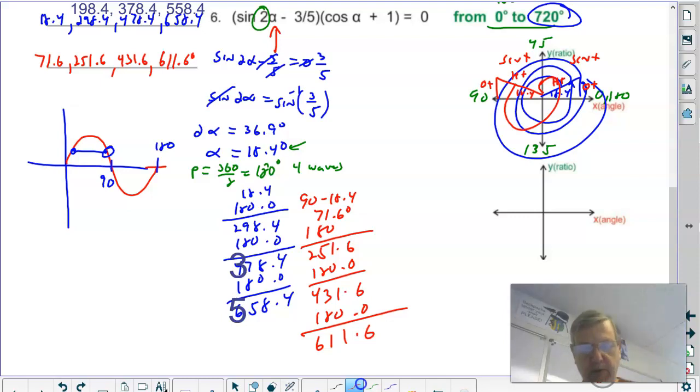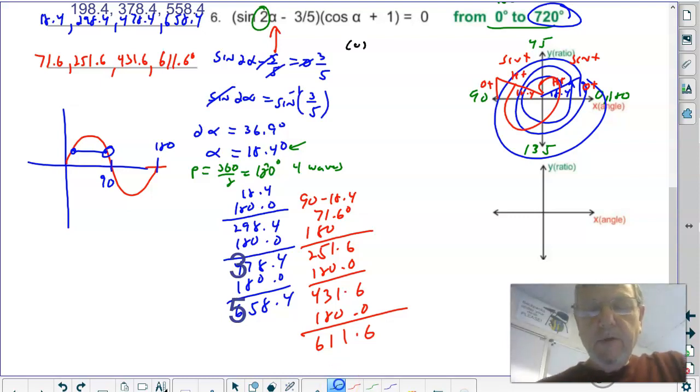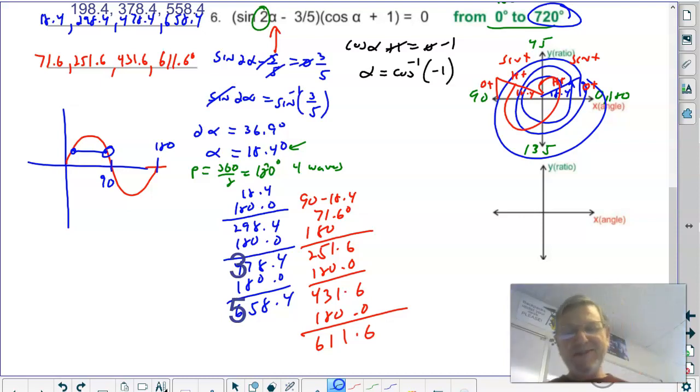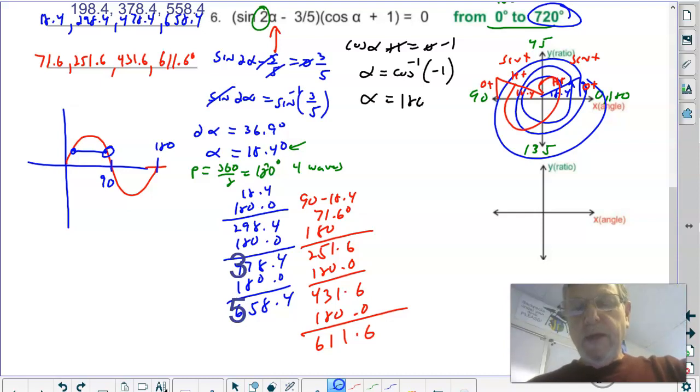Now I got to do the cosine part. Oh, brother. That's okay. We're getting there. So again, I'm going to do cosine alpha plus 1 equals 0. And I'm going to add a -1 to both sides. And alpha is going to be cosine to the -1 of -1. Now, thankfully, this is a nice value. So you punch that in, or you should know it. I mean, you should, but maybe you don't. But you punch it in, and your calculator says alpha equals 180.